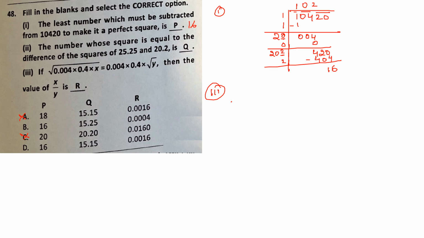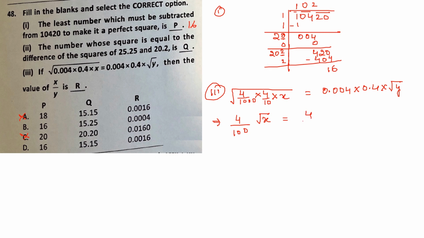So if I see the left hand side, 0.004, I can write it as 4 by 1000 and 0.4 as 4 by 10 into root of x, that is equal to 0.004 into 0.4 into root of y. Now from here 4 one pair I can take it out, and 1000 into 10 is 10,000. Now if I find the square root of 10,000, it is 100. Root of x is equal to 0.004. That also I am writing in fraction form. It is 4 by 1000 into 4 by 10 into root of y.